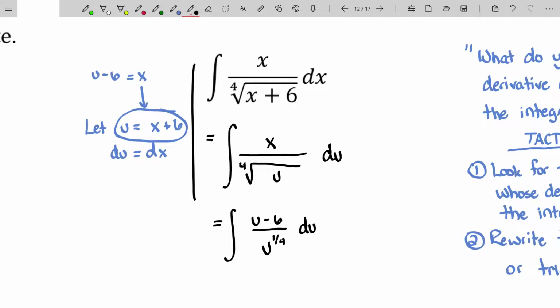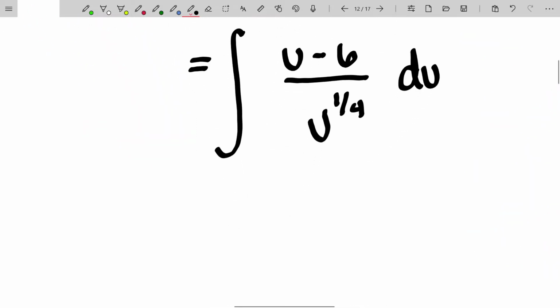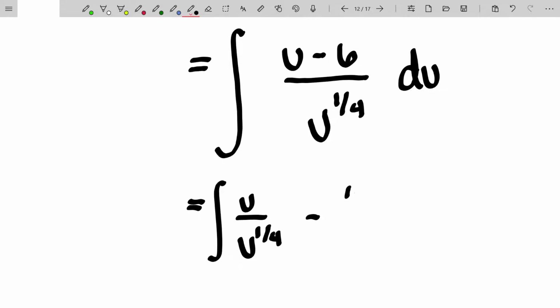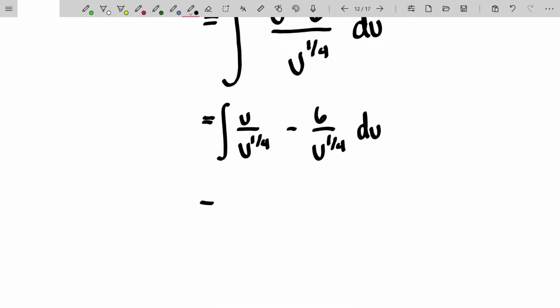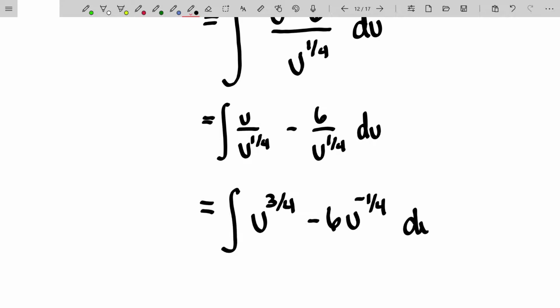And students will still look at this and say, I still don't know the antiderivative. Well, not like that you don't. But if you break this up into u over u to the 1/4 minus 6 over u to the 1/4, remember algebra before calculus, and if you do some more algebra here, this would be u to the 3/4 minus 6u to the negative 1/4, you now could find the antiderivative.